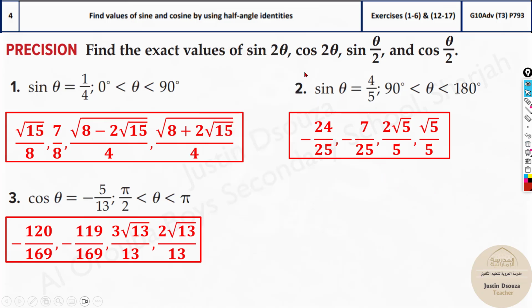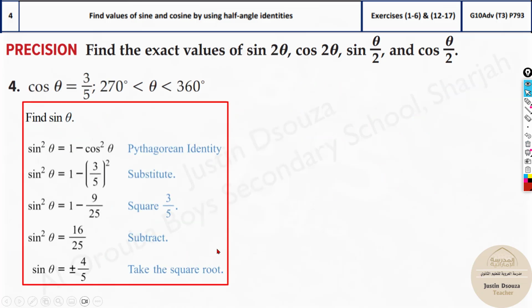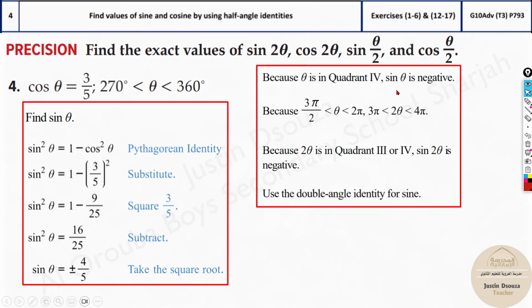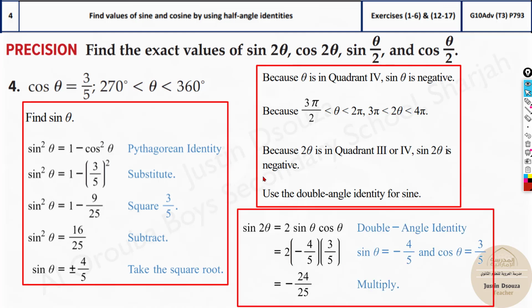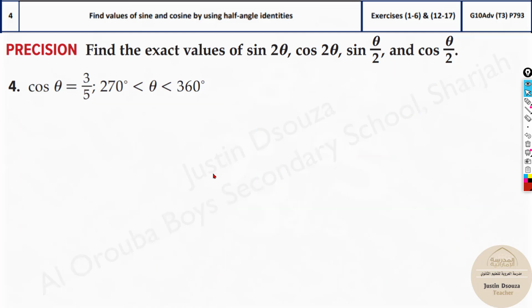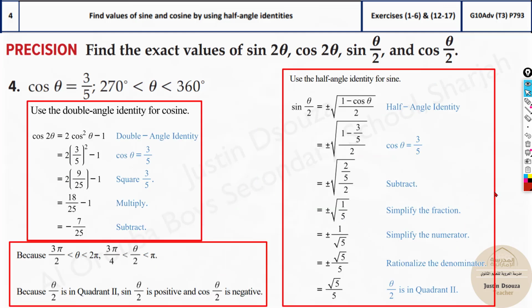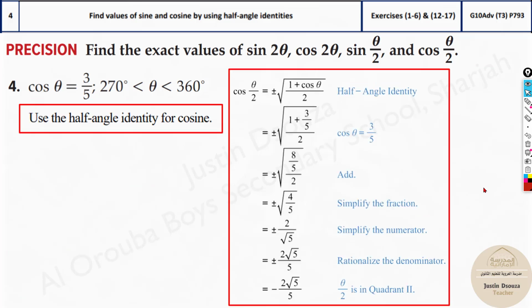That is how we do it. Now here we have an entire explanation of a problem. You can just go through it for sine 2 theta, cos 2 theta, and half angle identities as well. Please go through this. The presentation is in the link in the description. You can just click on the link and download the presentation.